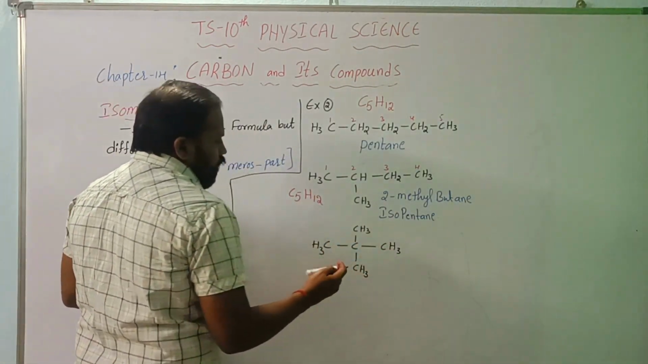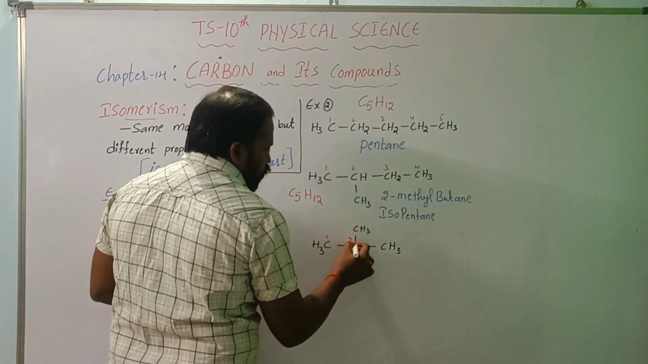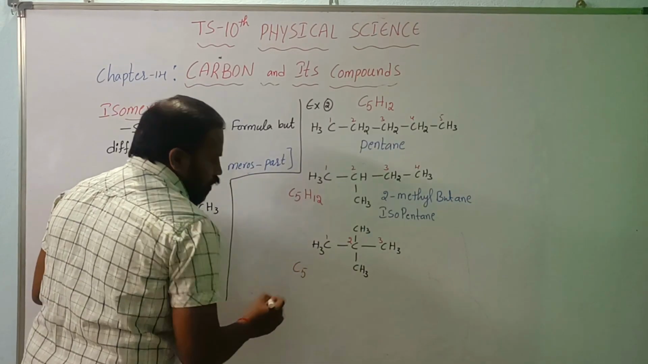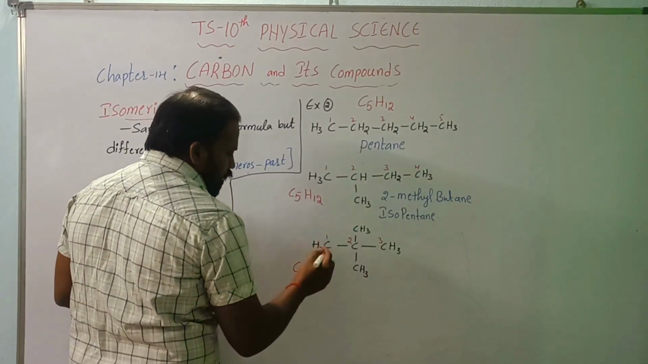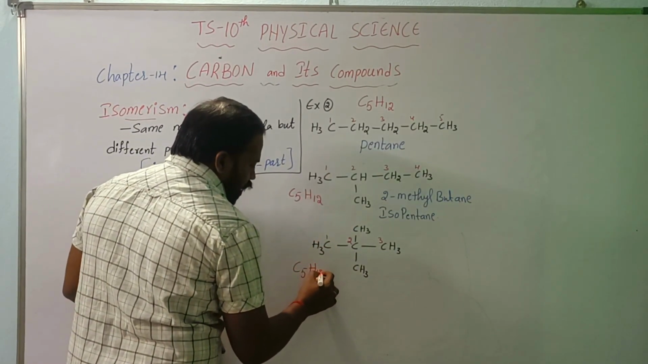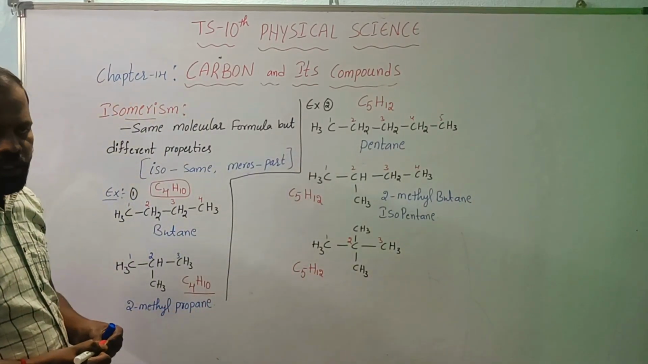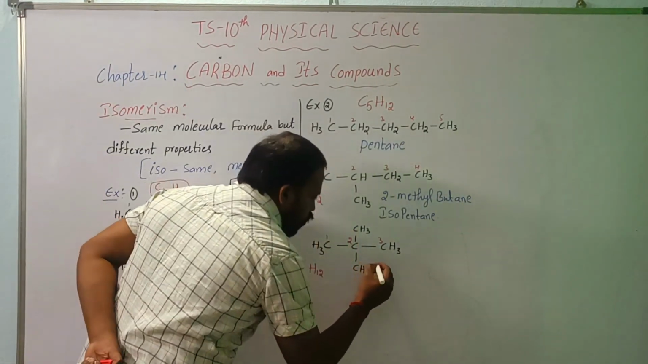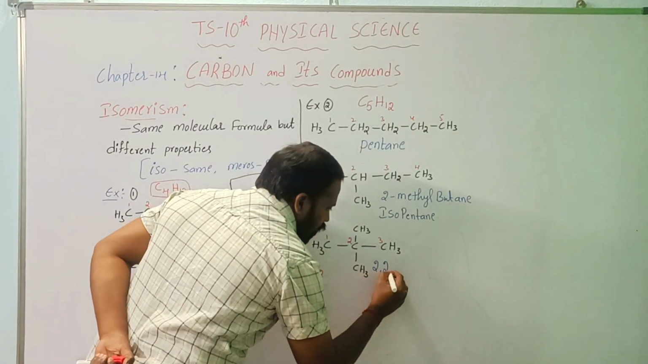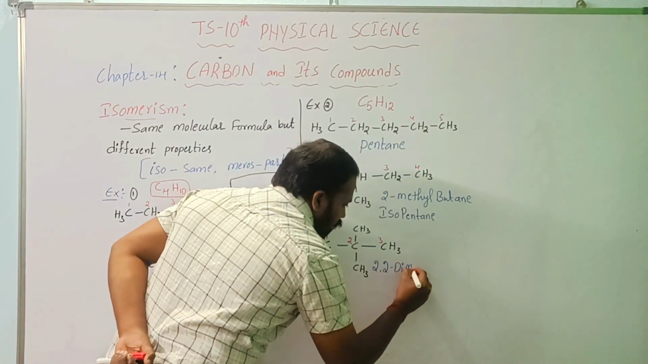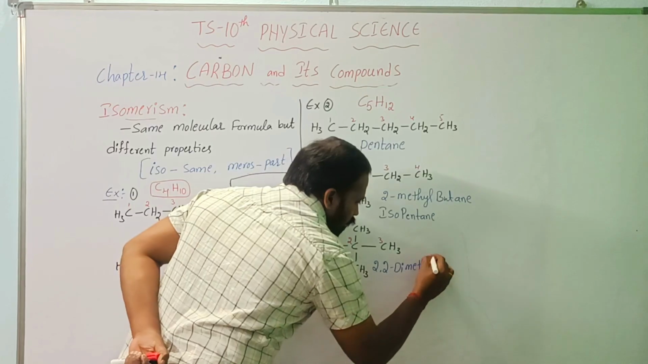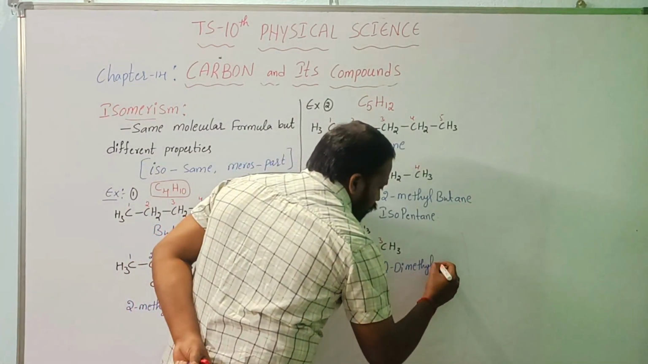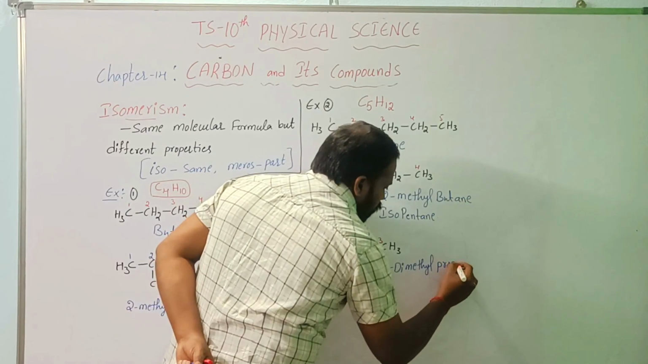Right. Next, check this structure. So 1, 2, 3, and 4, 5. Total number of carbons here is also 5. Hydrogens: you can see 4 threes are 12. So C5H12. It also has the molecular formula C5H12. So what is the name of this compound? The second carbon has 2 methyl groups, so we can write 2,2-dimethyl. The total number of carbons in the straight chain is 3, so that we can say as propane.